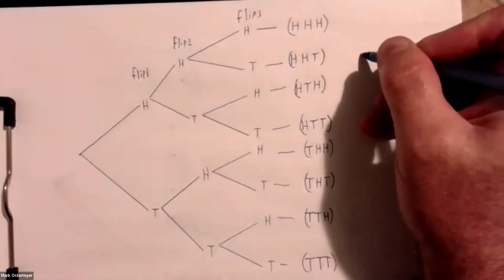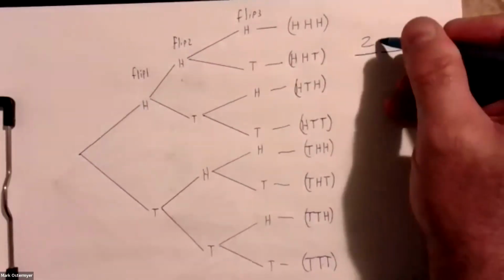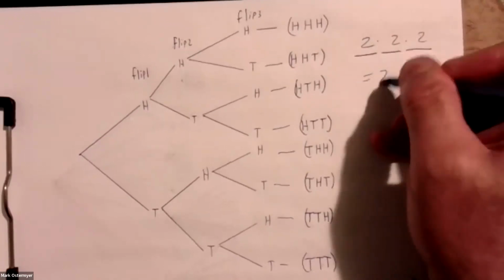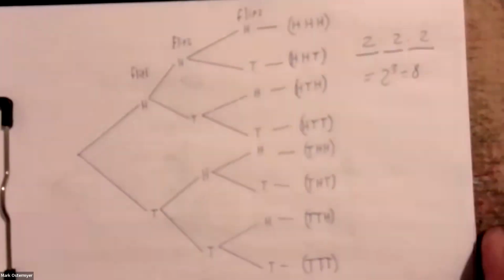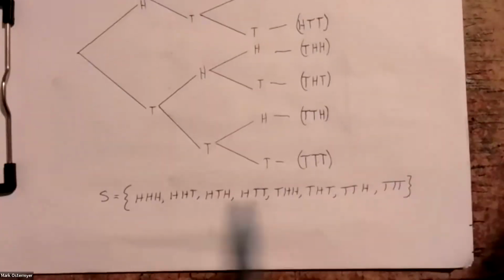And that could be determined by using the fundamental principle of counting. 2 outcomes for the first flip times 2 outcomes for the second flip times 2 outcomes for the third flip is 2 to the third power, or 8 outcomes. And your sample space would consist of all those outcomes here. You see that? 8 outcomes.